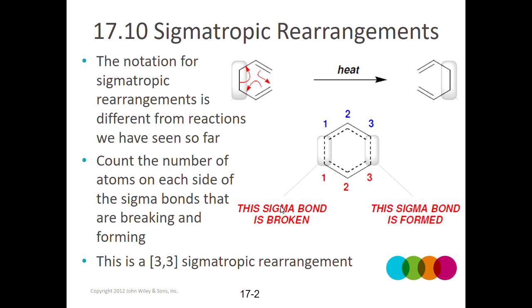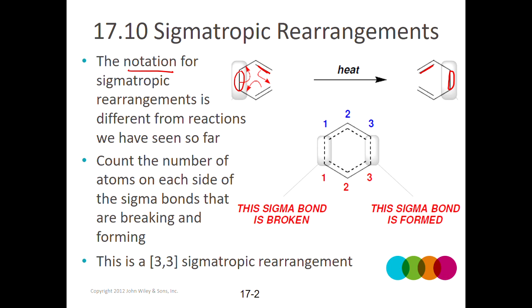So the notation focuses on the number of atoms, not necessarily carbons, but often they are, on either side of the sigma bond that breaks and forms. Right, so there's no change in the number of sigma bonds, but one of these sigma bonds is breaking and becoming a pi bond, while one of these pi bonds is shifting over and becoming a sigma bond.